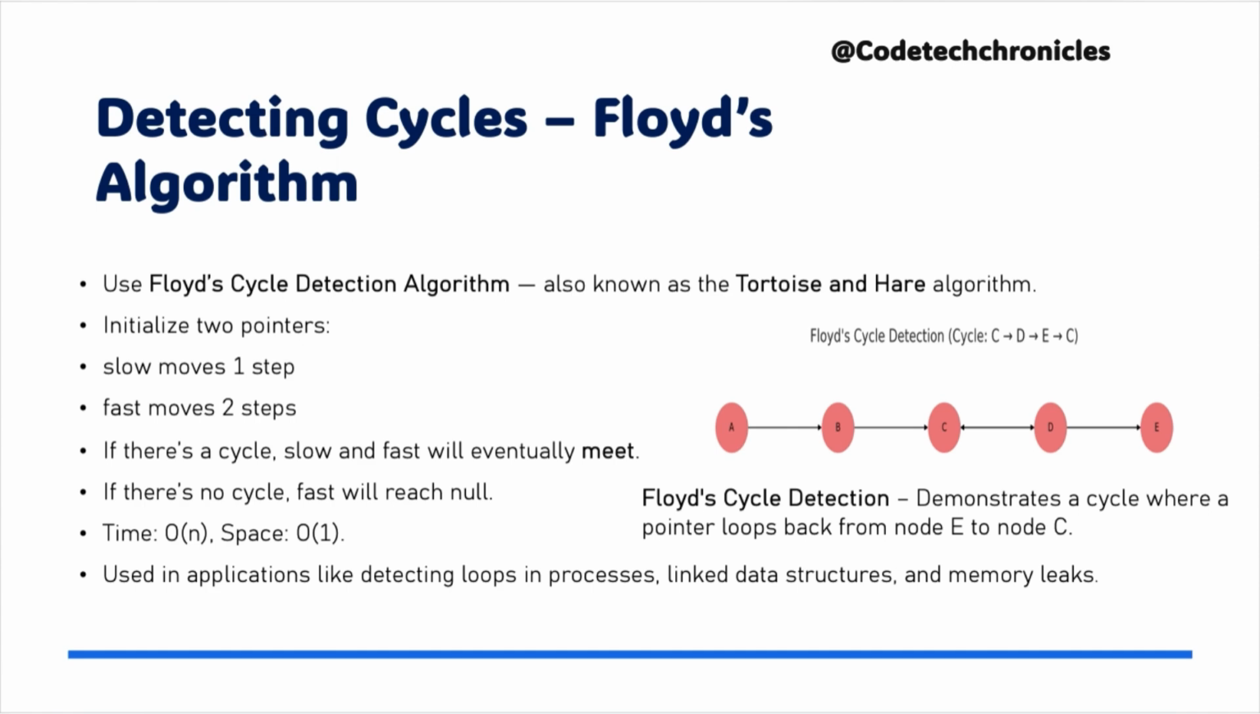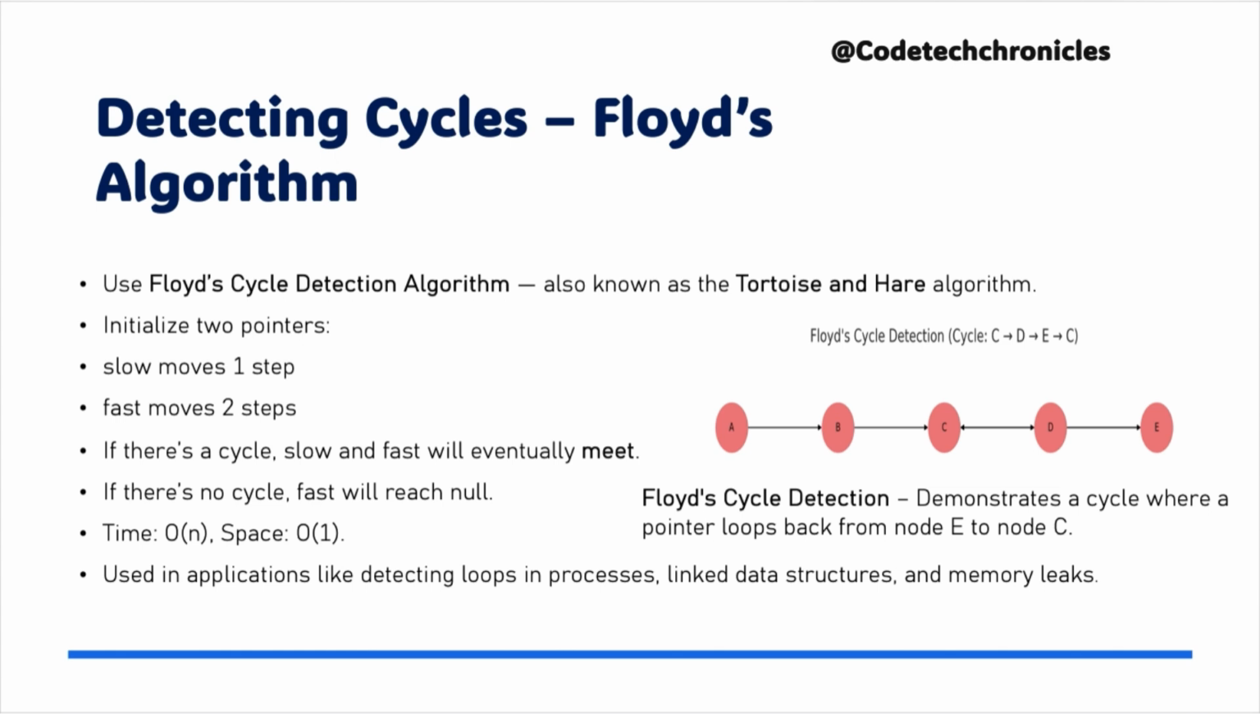Now here's the magic. If the linked list has no cycle, the fast pointer will eventually hit null, reaching the end of the list. But if there is a cycle, the fast pointer will eventually lap the slow pointer, and they will meet at some point within the cycle.